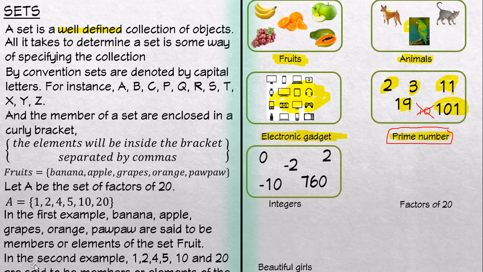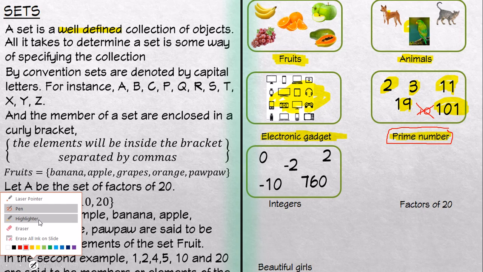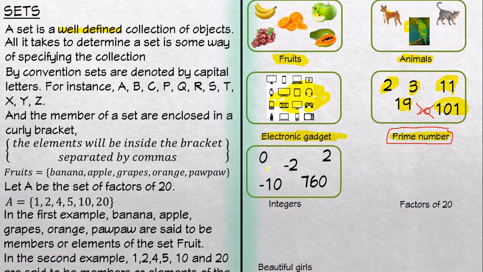When we talk of the set of integers, we are looking at the set of all positive and negative whole numbers and 0. I mean, 0 of course is a whole number. So we have 0 as an integer. We have 2 as an integer. We have negative 2 as an integer. We have negative 10. We have 760. So you realize that because of the way I have defined this set, it tells me the elements that I can have in that set and the elements that I cannot have in that set.